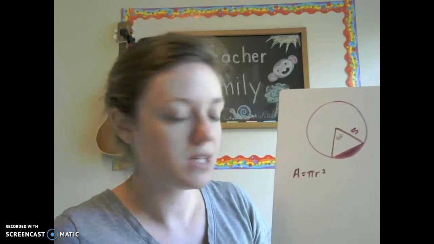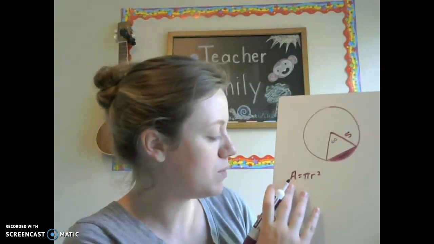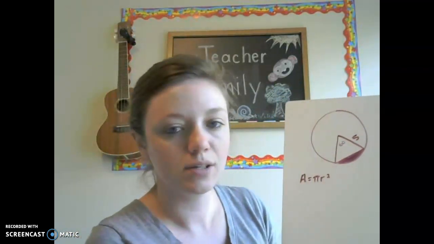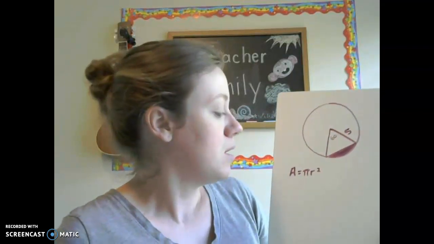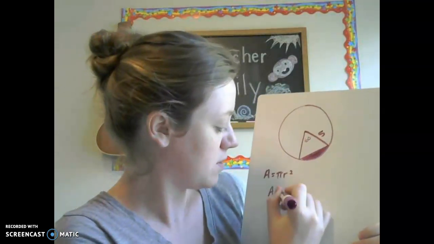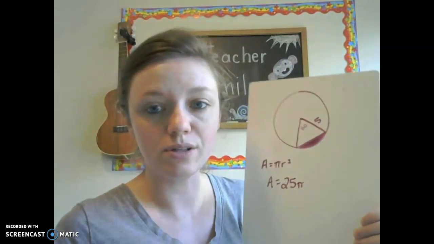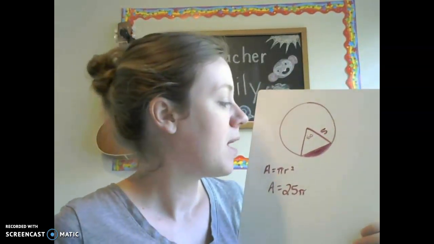So the first thing, like I said, that we need to do is find the area of the entire circle, which is pi r squared. Now we know the radius is 5, so 5 squared is 25. So the area of the circle is 25 pi.